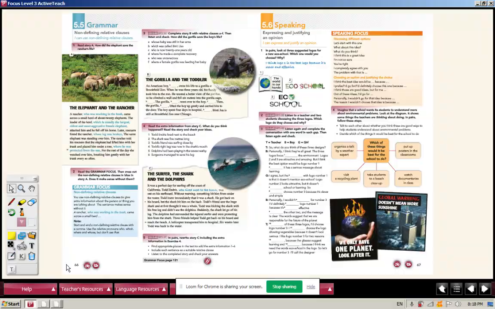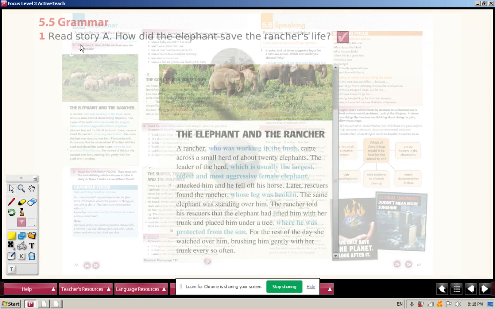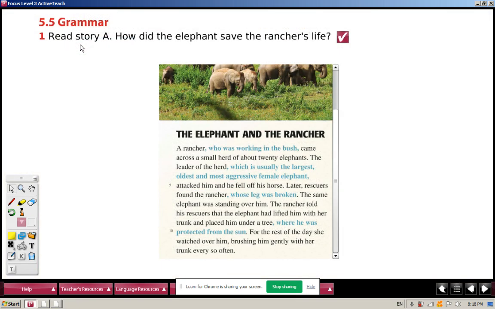We begin with exercise number 1, which says, read story A and answer the question, how did the elephant save the rancher's life? Before you answer the question, I will read the story for you. The Elephant and the Rancher.